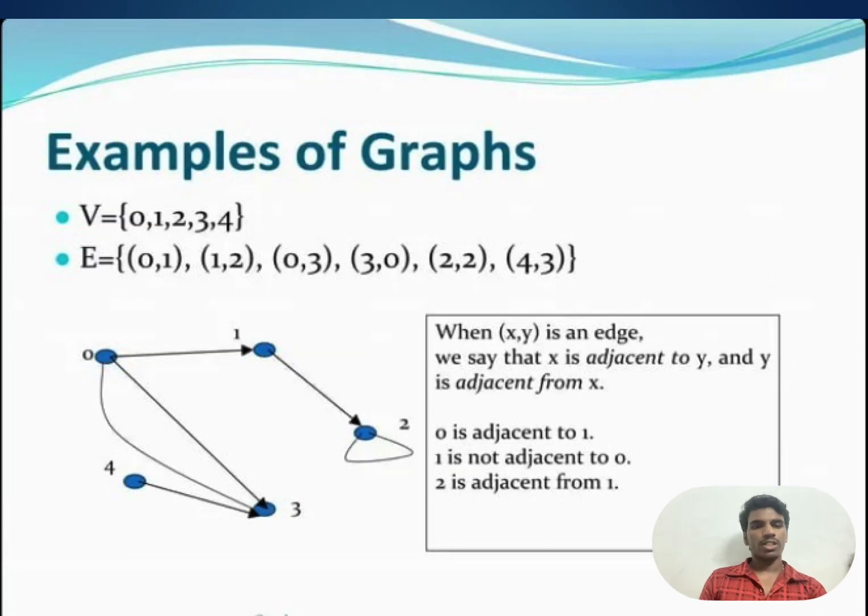For example, in the graph shown below, V = {0, 1, 2, 3, 4}, where E = {(0,1), (1,2), (0,3), (3,0)}. Each edge is a pair of points, x and y coordinates, where a vertex is a point.